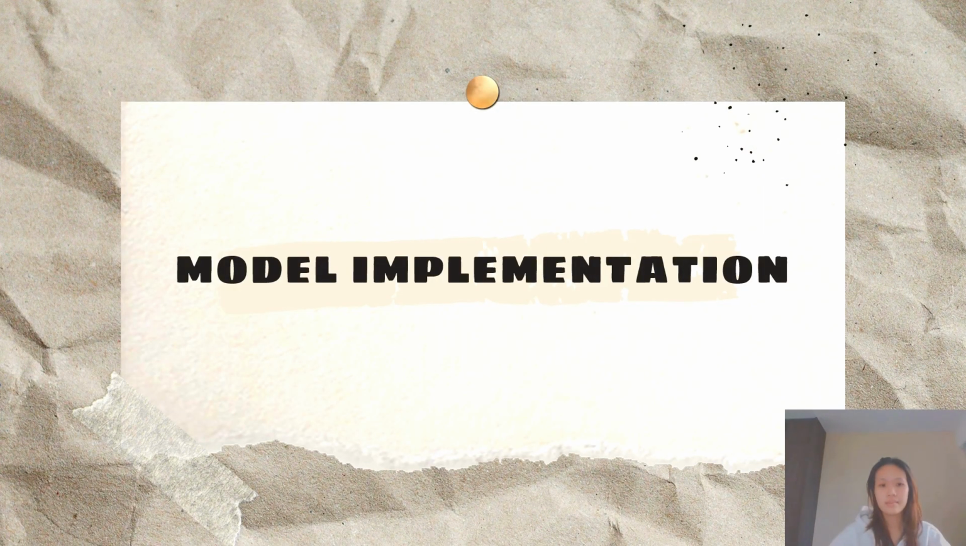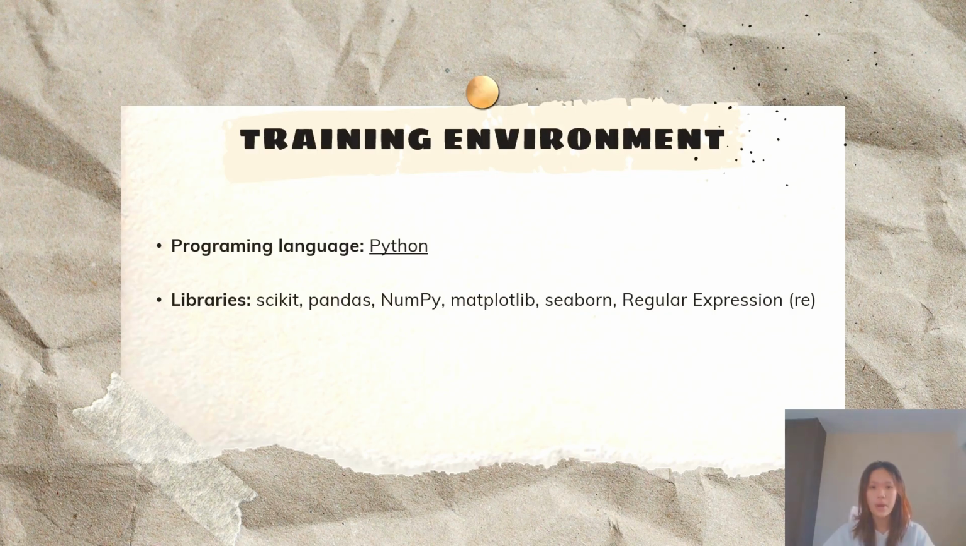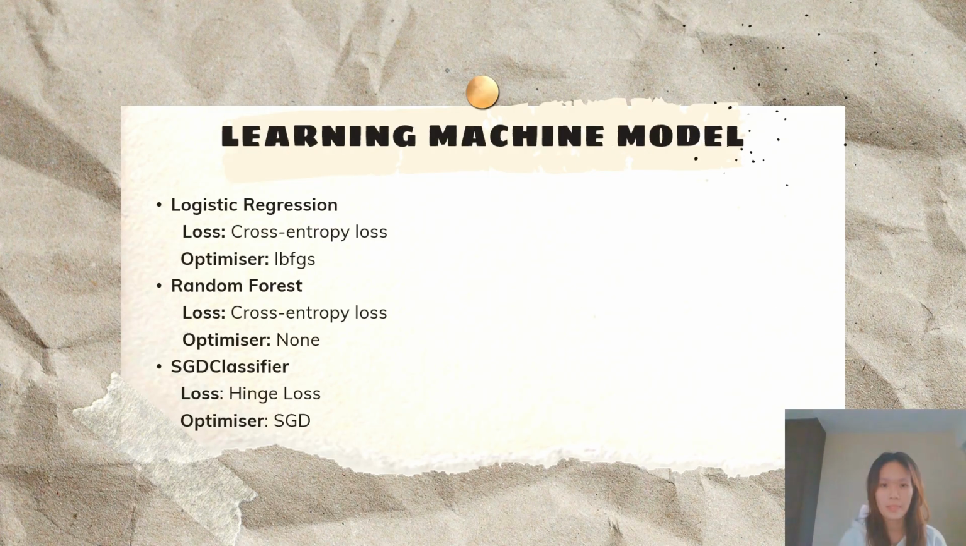So I'm Kim. I will discuss the model implementation. I will introduce our training environment: we use Python as our programming language and powerful libraries to perform the data processing, analysis, visualization, and machine learning. After preparing and preprocessing the data, we move on to the model building with scikit-learn. So we trained three models: logistic regression, random forest, and SGD classifier.